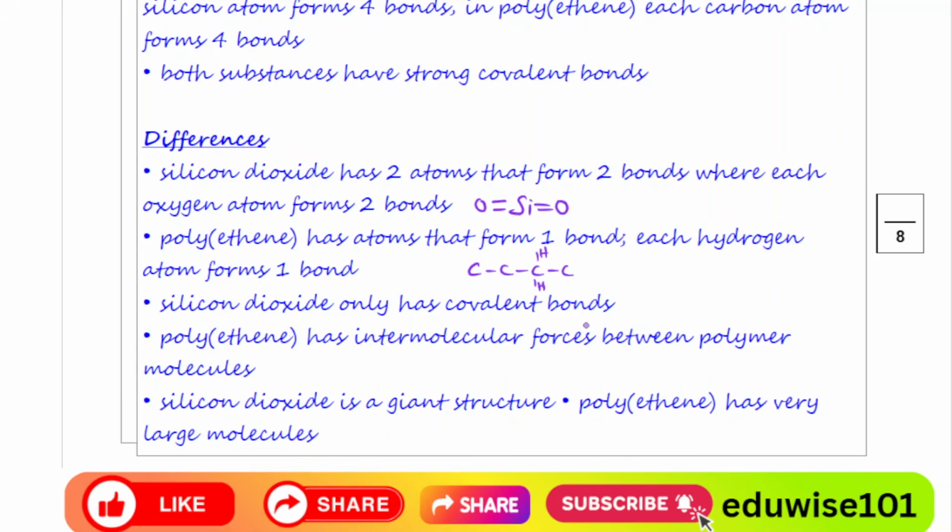Silicon dioxide only has covalent bonds. Polythene has intermolecular forces between polymer molecules. So if I was to draw the polymer chain like this, there are intermolecular forces between these chains. Silicon dioxide has a giant structure, while polyethylene has very large molecules.